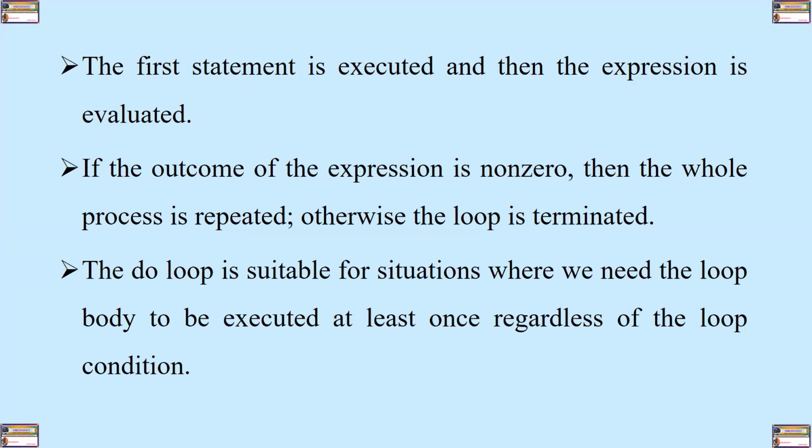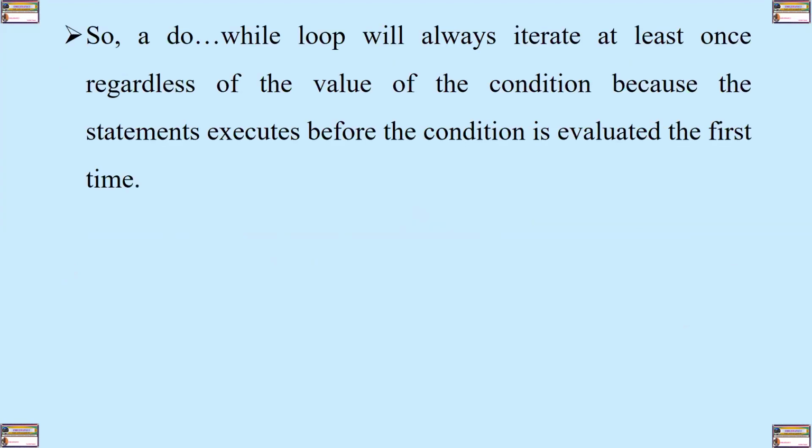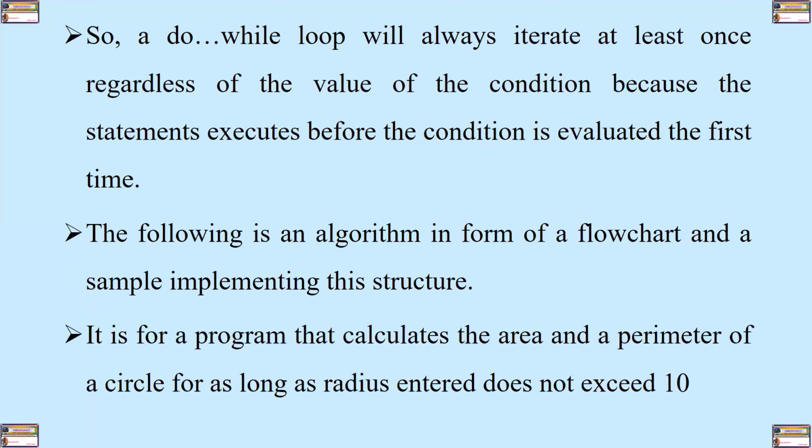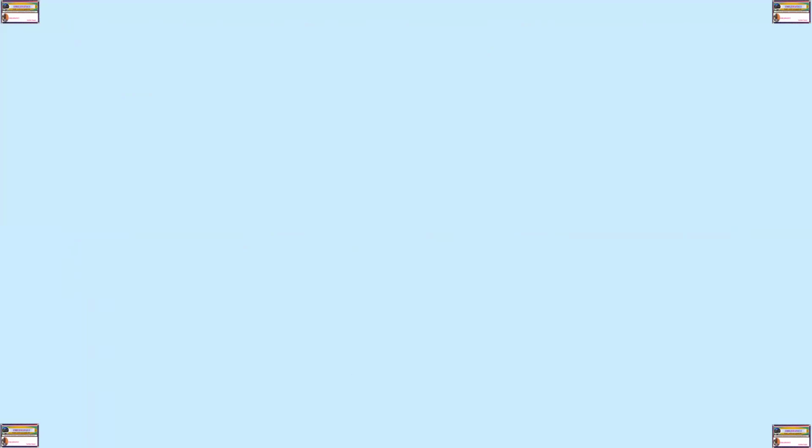The do loop is suitable for situations where we need the loop body to be executed at least once, regardless of the loop condition, before we check. So a do-while loop will always iterate at least once, regardless of the value of the condition, because the statements execute before the condition is evaluated the first time. The following is therefore an algorithm in the form of a flowchart and a sample of a program implementing this structure. It is for a program that calculates the area and perimeter of a circle for as long as radius entered does not exceed 10.